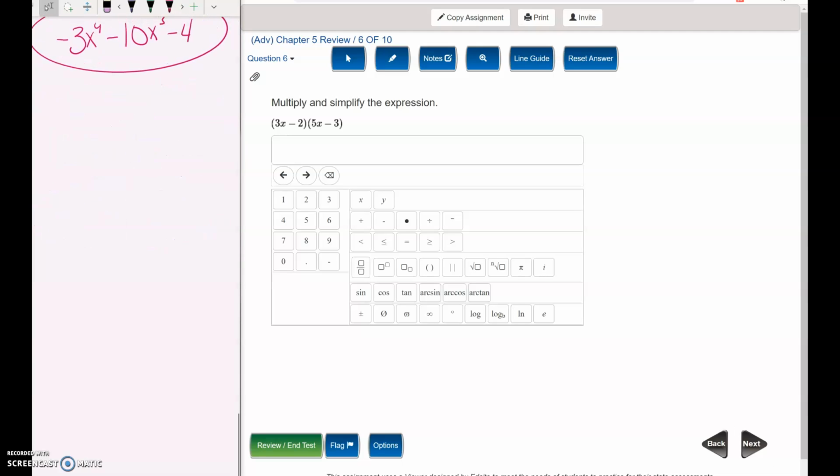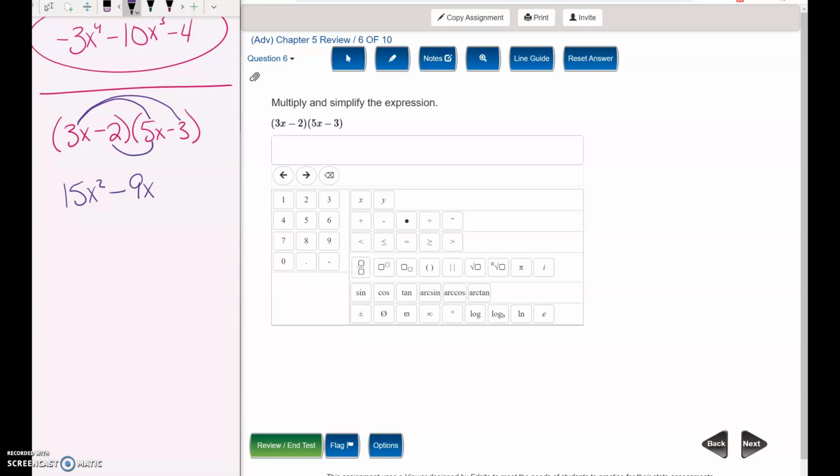Okay, I realize this one is not on the paper copy or on my answer key online, so I apologize about that. We've got 3x minus 2 and 5x minus 3. We need to double distribute. 3x times 5x is 15x squared. 3x times negative 3 is negative 9x. Negative 2 times 5x is negative 10x. And negative 2 times negative 3 is positive 6.